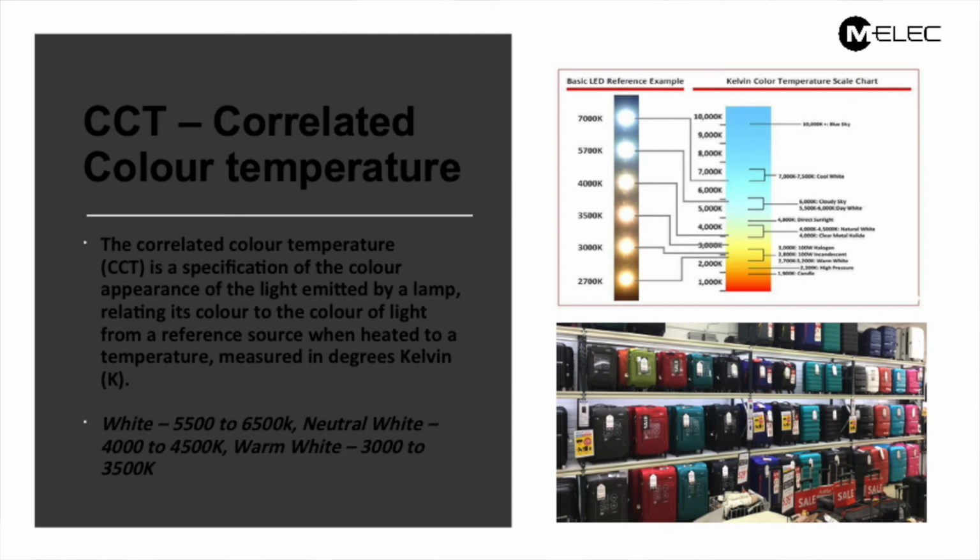If you look to the right at the chart, you can see a blue sky is 10,000 Kelvin. The window that most people operate in is between 2,700 and 7,000, so that's where we sit. Most peak out at about 6.5, but the 2,700 can come back to about 2.5 with some fittings, depending on what the fitting is. But that's a really important chart.